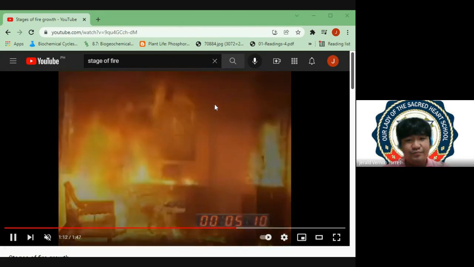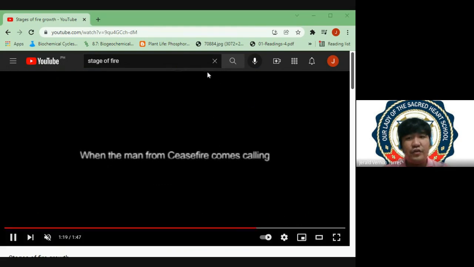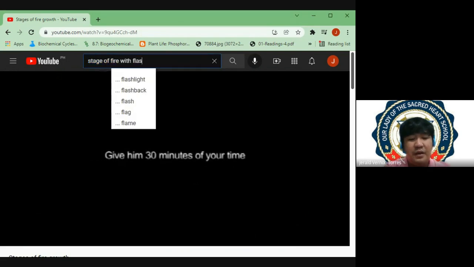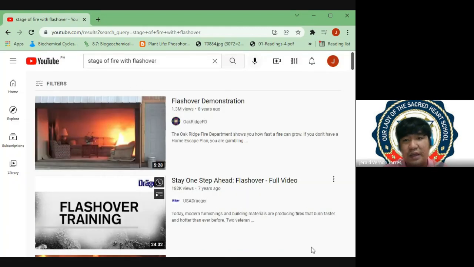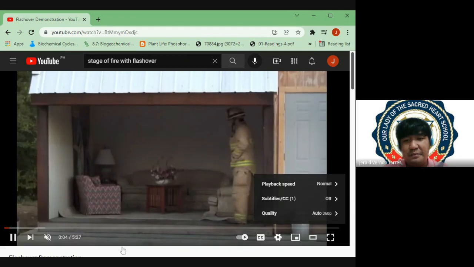Siguro maganda kung makita natin yung flashover. Sige, mag-search tayo ng video na may flashover para ma-imagine yung sinasabi kong may flashover during the growth phase, o saan mag-start na mag-ignite lahat ng fuel natin. Ayan. We have here a flashover demonstration. Medyo bilisan na yan, kaya baka hindi makita.